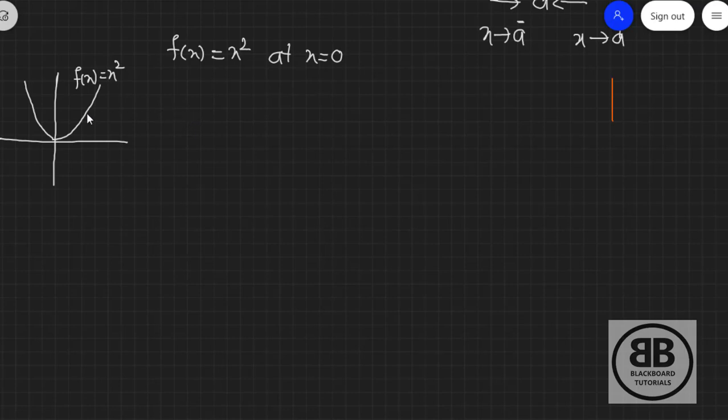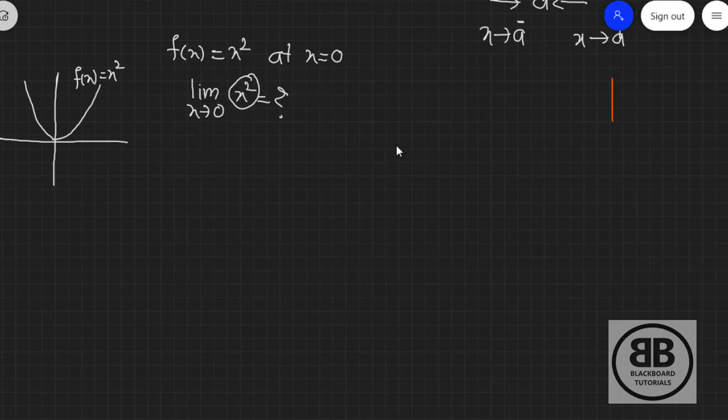Means we are finding the limit of the function at x is equal to 0. That means what is asked? We have asked limit x tends to 0 of x square. This value is asked. So don't directly write the value x is equal to 0 into the function.